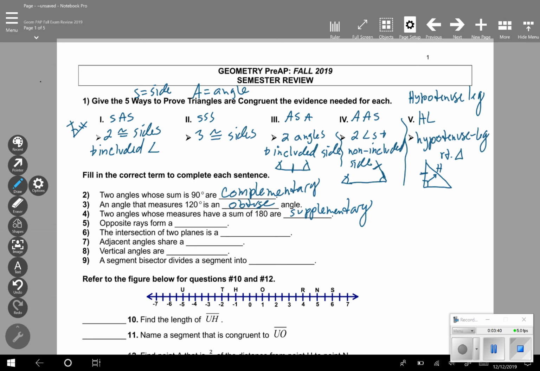Opposite rays form a line. Remember, so here's one ray, and the opposite ray has to start at the same beginning point and go the other direction. Okay, so they're making a line. The intersection of 2 planes is a line. Okay, think about where the ceiling and the wall meet. So here's this, right? And then you could have a wall coming here. Okay, where these 2 are meeting is this line.